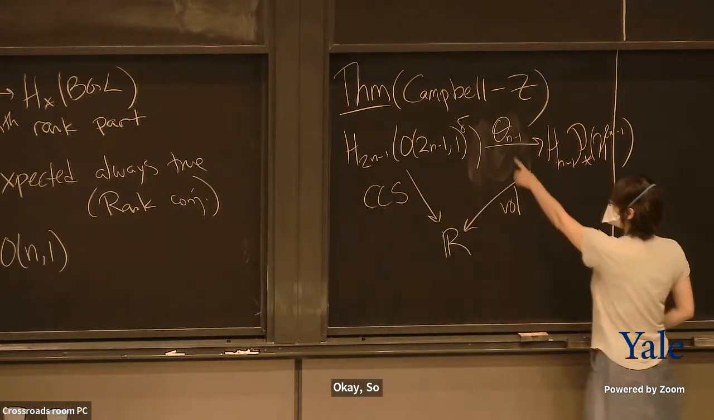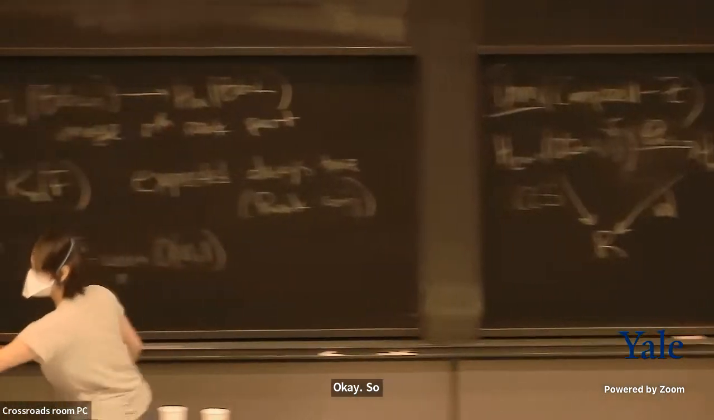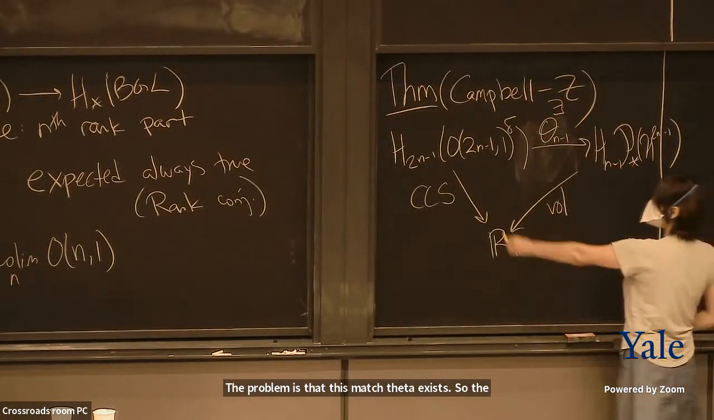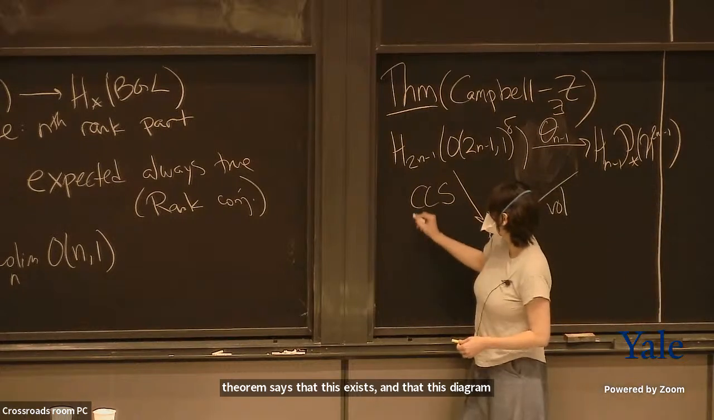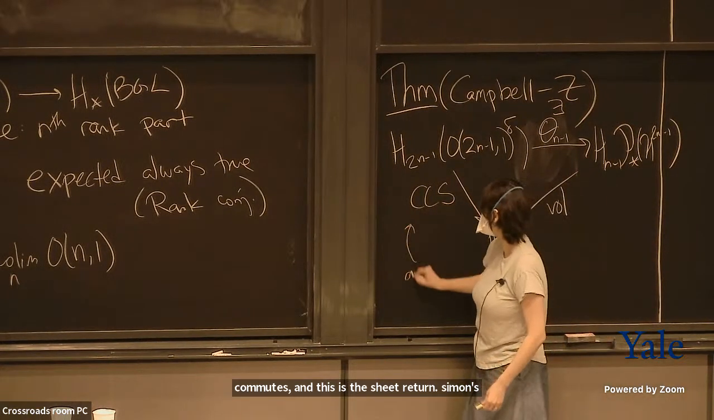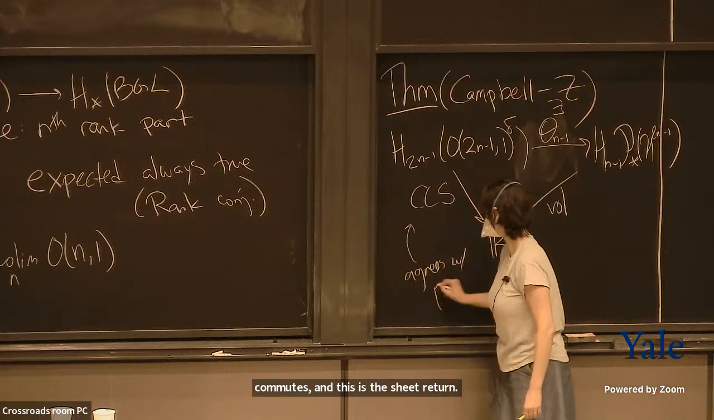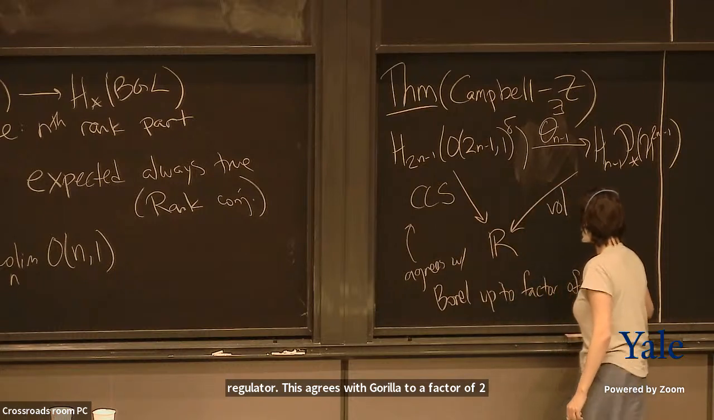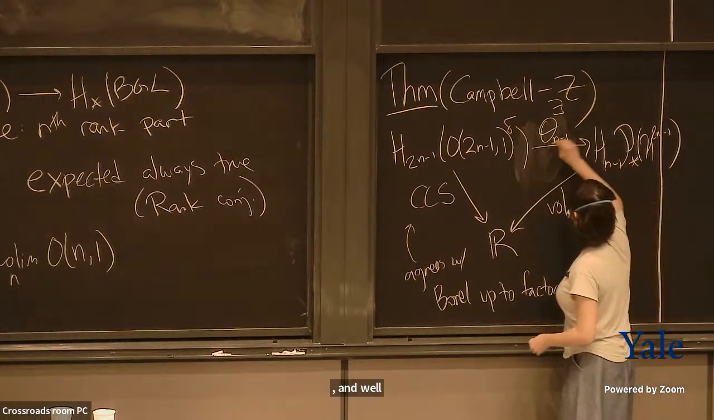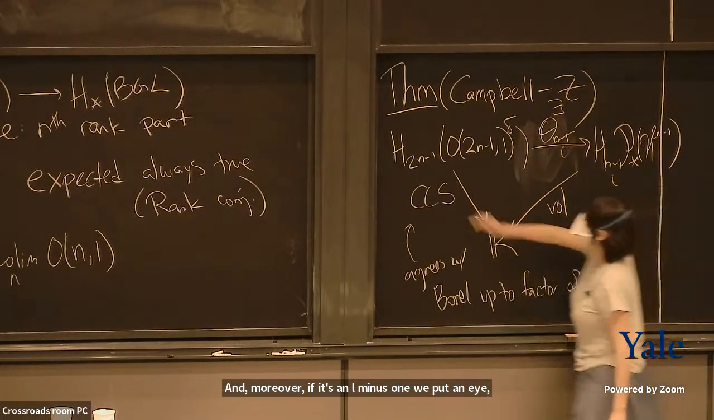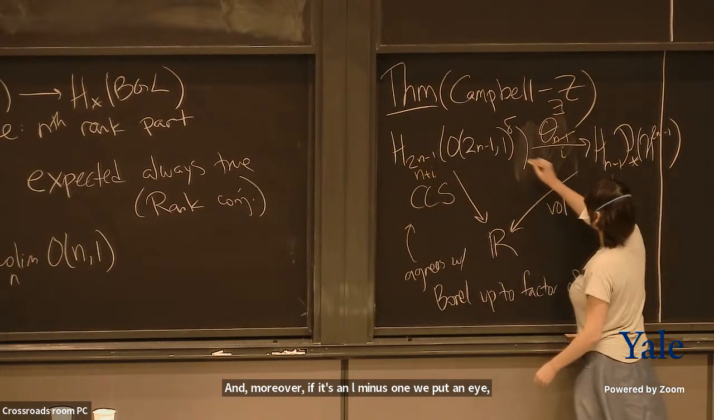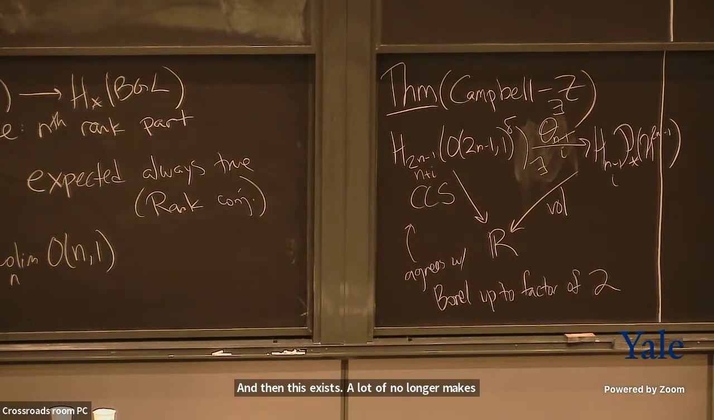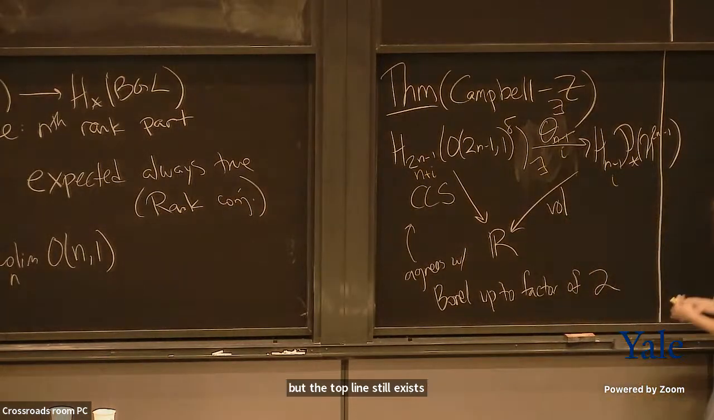So the theorem is that this map theta exists. The theorem says that this exists and that this diagram commutes. And this is the Cheeger-Chern-Simons regulator. This agrees with Borel up to a factor of 2. And moreover, if instead of n minus 1, we put an i, this changes to an i, and this changes to an n plus i, and then this exists. The bottom no longer makes sense, but the top line still exists. So this is what I want to talk about.